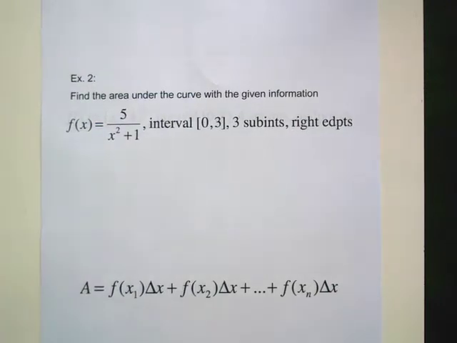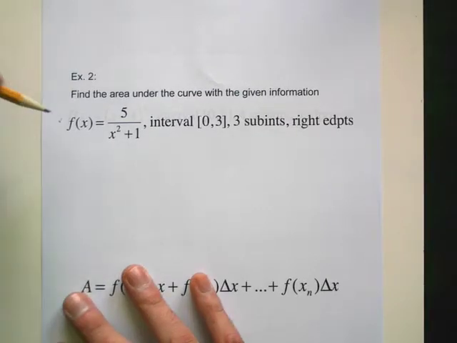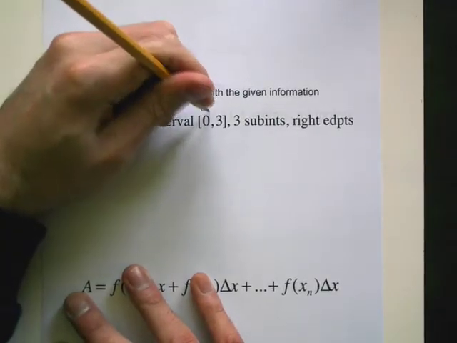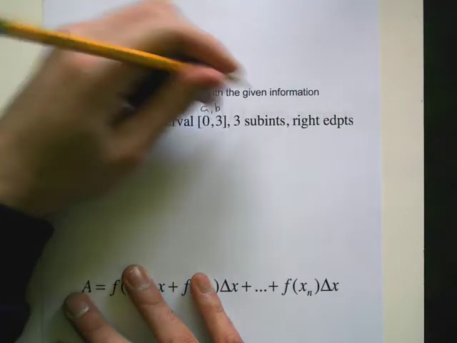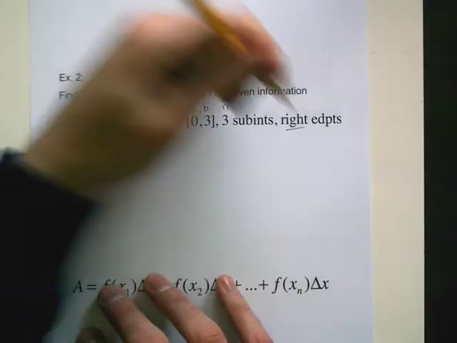All right, example 2 is find the area under the curve with the given information. Here's our function. Here's our interval from a to b. Okay, and here's our subintervals. So there's our n, and it's using right endpoints.